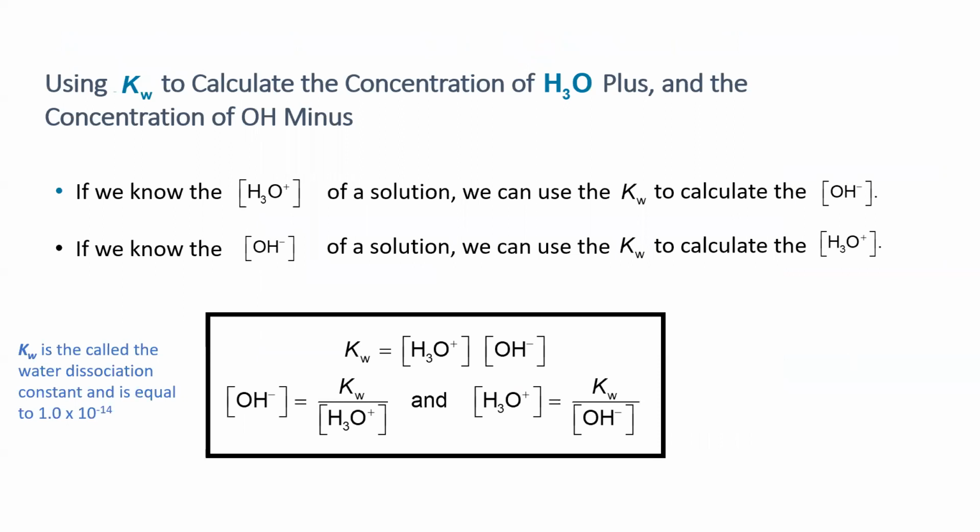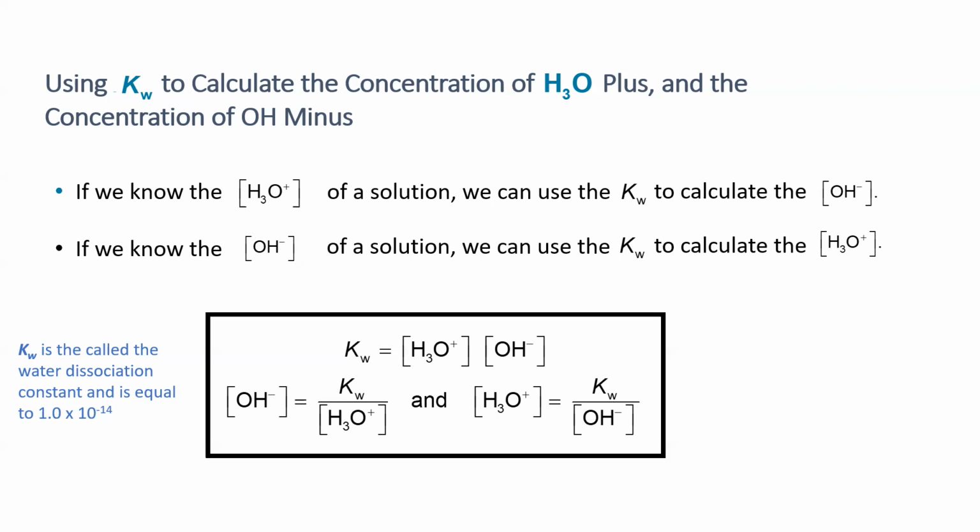So how can we then use an equation to relate the concentration of hydronium ion and the concentration of hydroxide ion? Well, we can use the expression using Kw. Kw is called the water dissociation constant, and it's a constant that is equal to 1.0 times 10 to the negative 14. So that constant is equal to the concentration of hydronium ion times the concentration of hydroxide ion. Because like we saw in the last slide, as the concentration of hydronium ion goes up, the concentration of hydroxide ion goes down proportionally. And the product of those two is always the same constant, and that we call Kw.